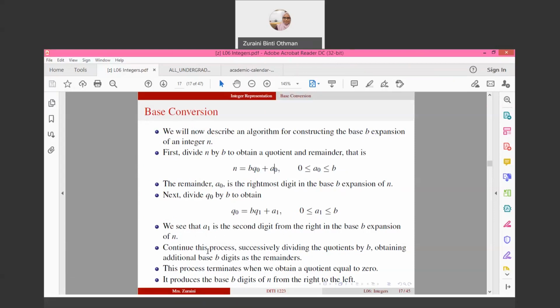Continue this process, successively dividing the quotient by b, obtaining additional base b digits as the remainder. This process terminates when we obtain a quotient equal to 0. It produces the base b digits of n from the right to the left.